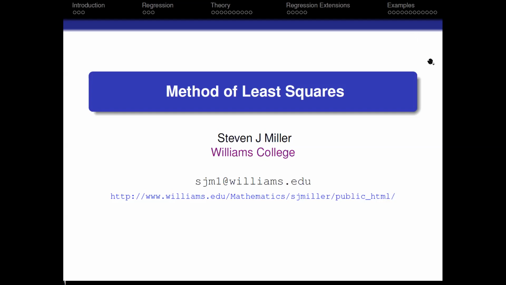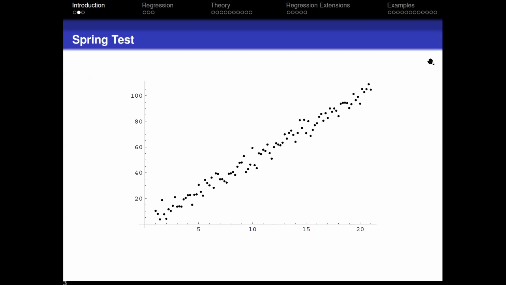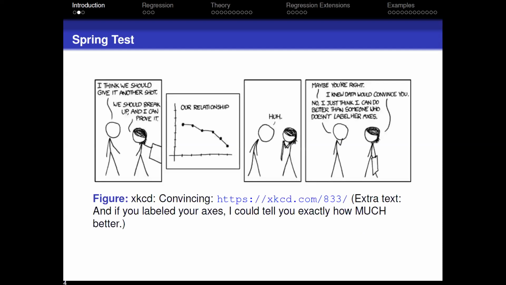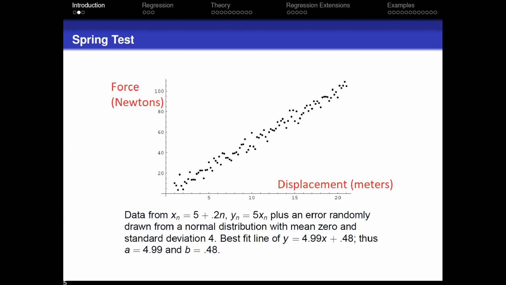All right, so introduction. Here is simulated data for a spring test. What is your first thought when you see this? Nothing is labeled, right? Thou shalt label. There are so many things where I can manipulate how things look by changing the labeling, by changing the scaling. Have I shown this XKCD before? Okay, I thought I showed this one before. And so, labeling is important. So the force in newtons is the y-axis, and the displacement in meters is the x-axis.